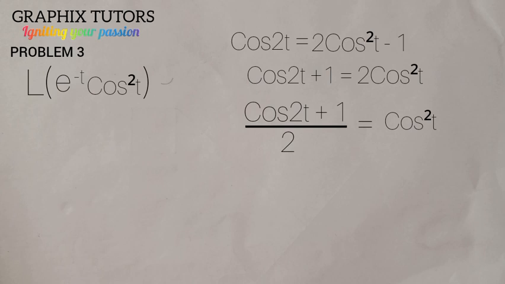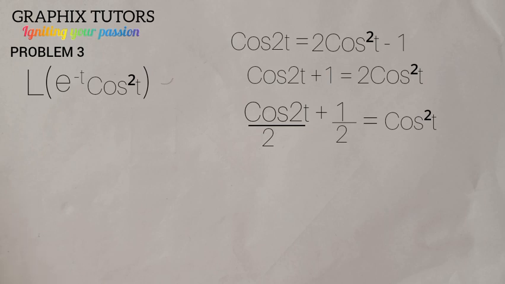So if I want to write it again, since they have a common denominator, my cos 2t over 2 plus 1 all over 2 is equal to what? Cos square t, right? This is how you can write it since they have a common denominator. So this is what we are going to Laplace now. We are going to Laplace.